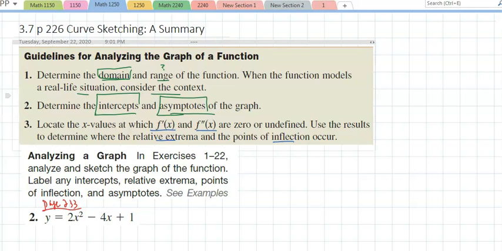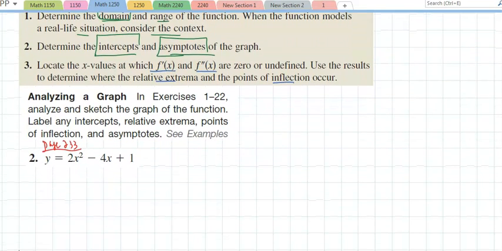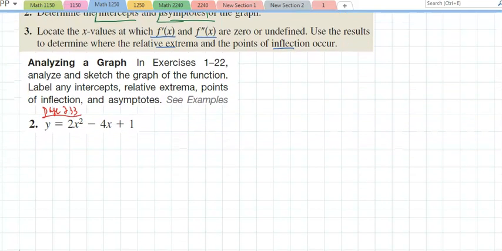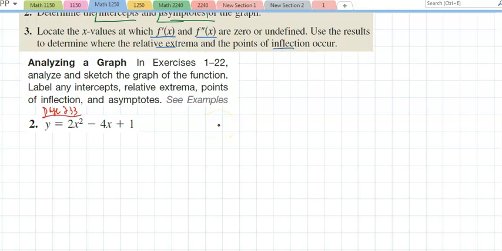So to start off, we're going to start with number 2. Analyze and sketch the graph of the function. Label any intercepts, extrema points, and inflection points, and asymptotes if any. Well, this doesn't have any asymptotes. What's the domain? Domain is all real numbers. There's no restriction on the domain.